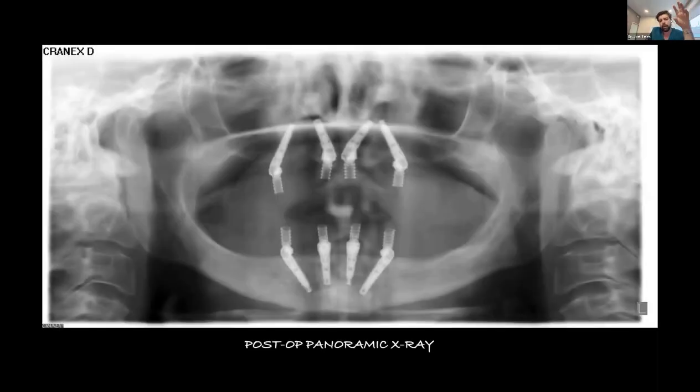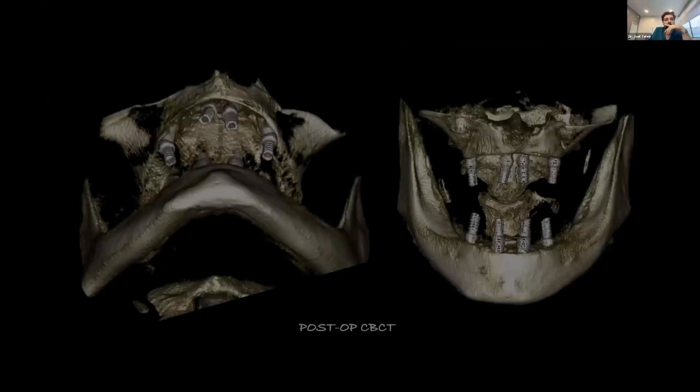And this is the post-panoramic X-ray immediately after the surgery, where you can see that we aimed for the piriform rims and for the nasal corticals to get that primary stability, that basal anchorage, to allow us to do the immediate fixation of the teeth. And in the lower jaw, we did a standard all-on-4 procedure.